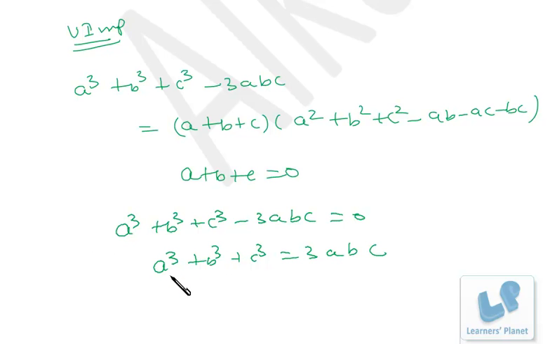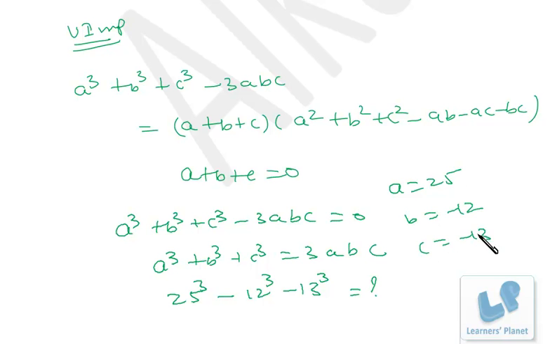So suppose you are asked about any cubic expression you have to solve, then simply you can solve it like this. I put up an example. Suppose I have 25 cube minus 12 cube minus 13 cube. What is it? Now see this, a is 25 over here, b is minus 12 and c is minus 13. So a plus b plus c is 0, 25 minus 12 minus 13.